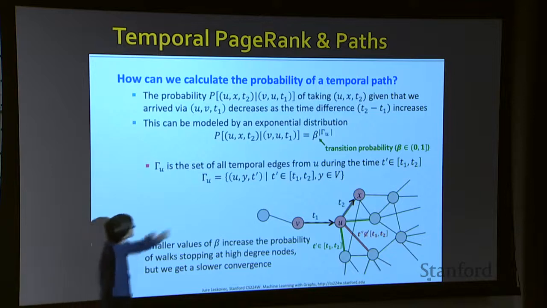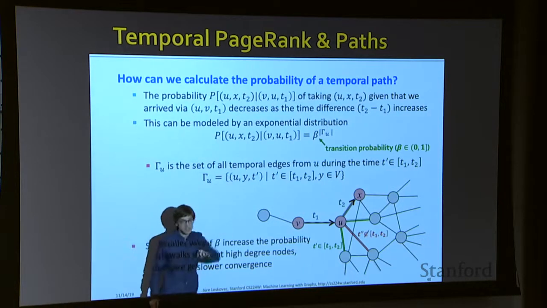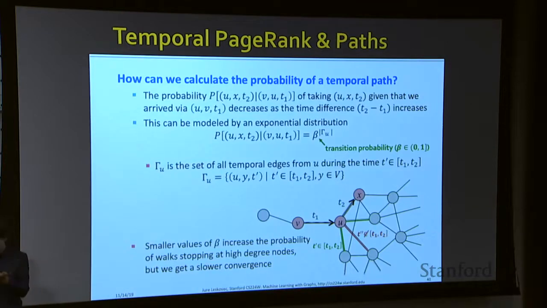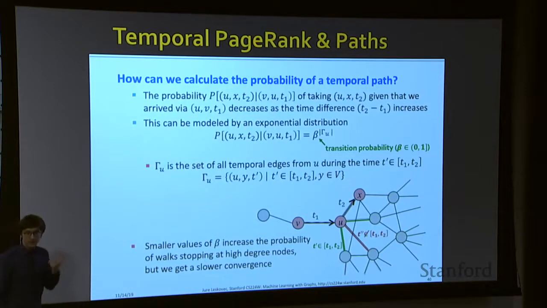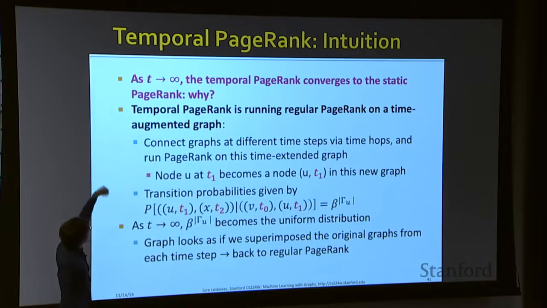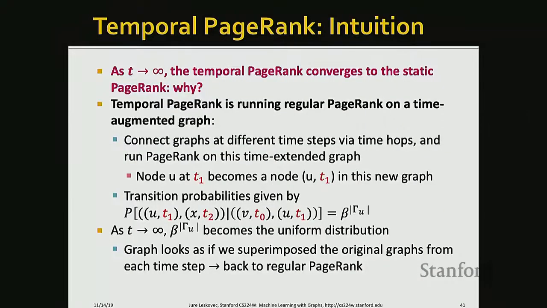So this is the notion of a transition probability and how it depends on time, and it will depend on time based on the number of edges that we could have taken, but did not. So now here is the intuition, right? The intuition is that as time goes to infinity, the question is what will happen to this temporal PageRank, and the temporal PageRank will converge to the static notion of PageRank.